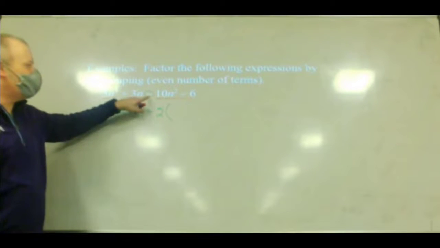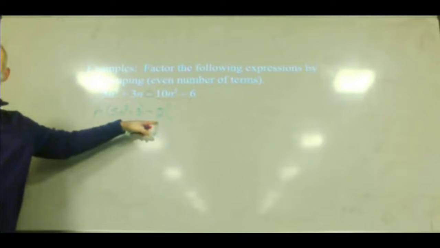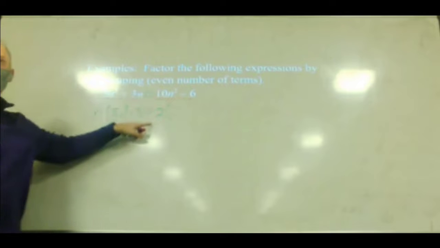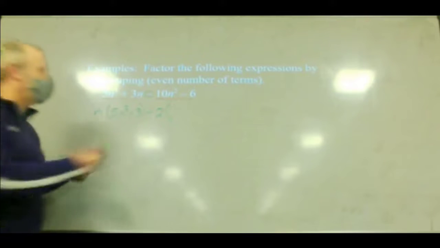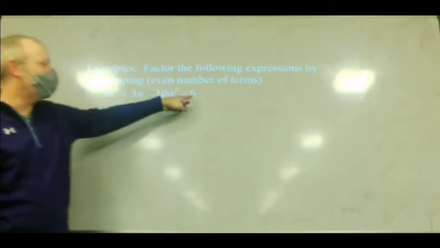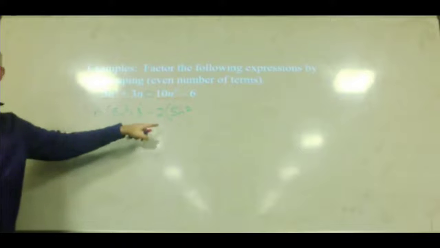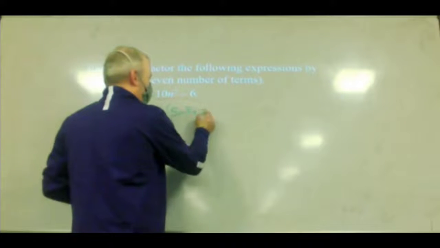So we have to think of this as negative 10n squared divided by negative 2. What will that be? Negative 5n. Positive. We have to be careful. Oh, yeah. A negative divided by a negative is positive. Positive 5n squared, right? Okay, and then we've got negative 6 divided by the negative 2. Plus 3, right? Yeah, positive 3.